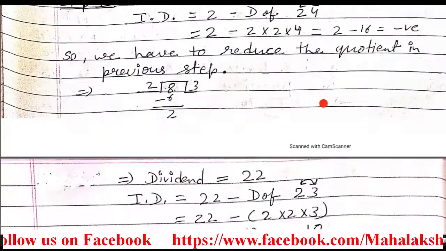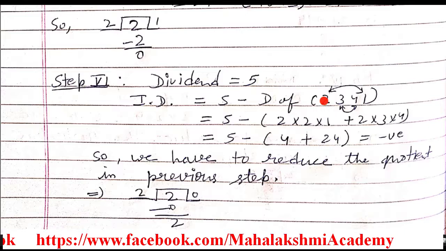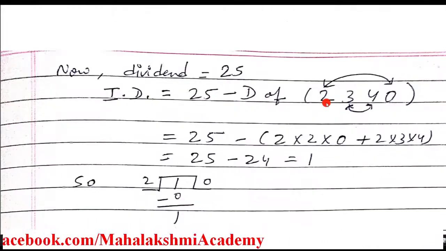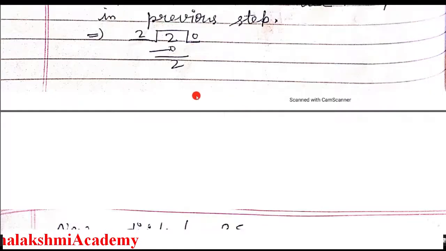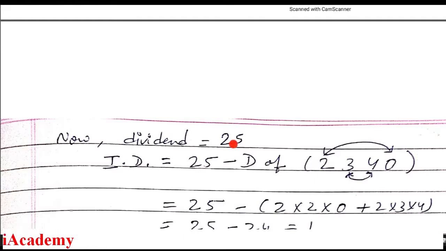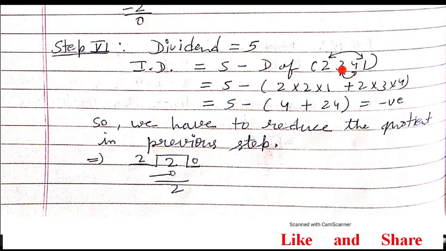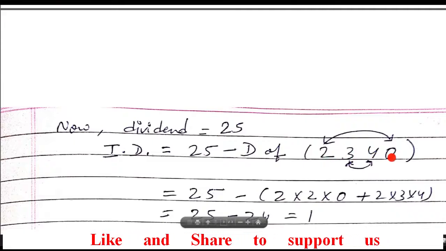So see the step. Here we got the negative and then we improved it. So 25 new dividend we obtained. Now new dividend 25 we have to improve. So D of 2, 3, 4, 0. Before we had, just see here, 2, 3, 4, 1. But 1 we reduced to 0, that's why now we have here 2, 3, 4, 0.